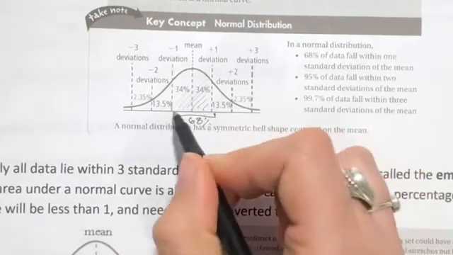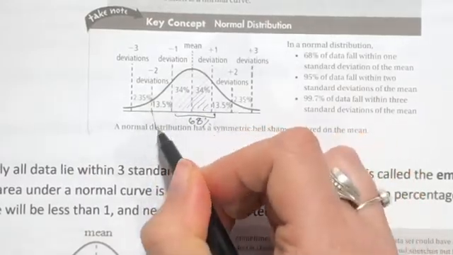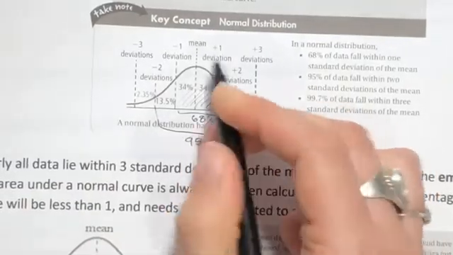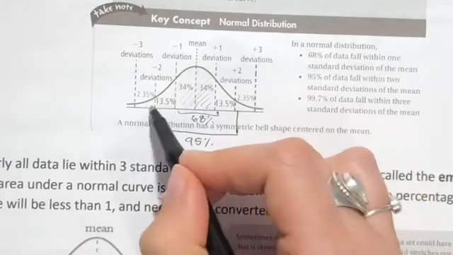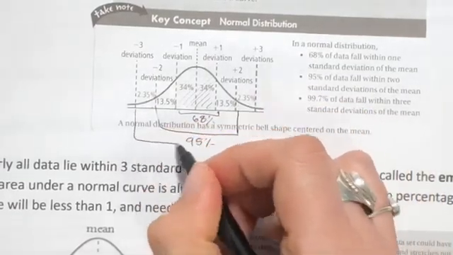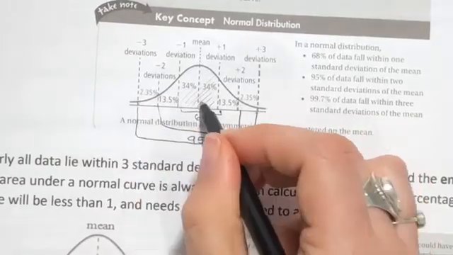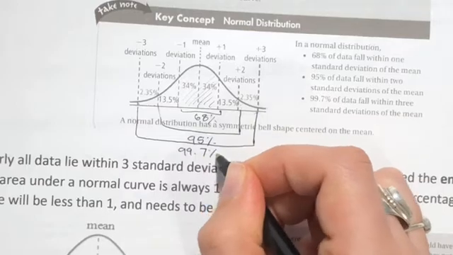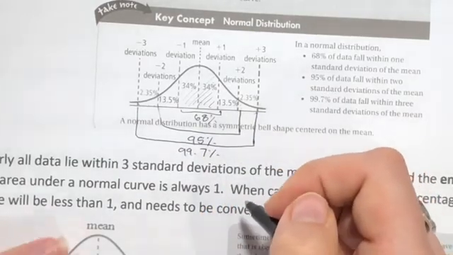And then if I go 2 deviations to each side, this is now covering 95%. So 95% of my data is in between this point and this point on my curve. And if I go 3 standard deviations to each side, 3 to the left, 3 to the right, it now covers 99.7% of your data.